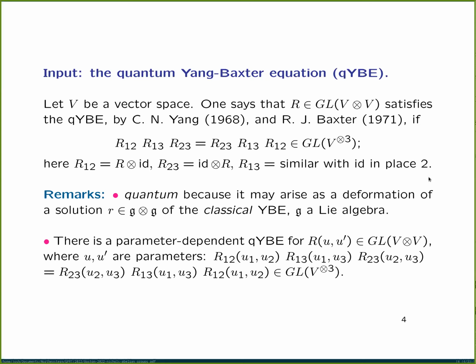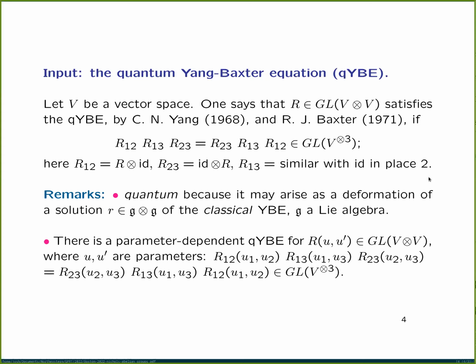And the equation is as follows: you have a vector space V, you have a linear invertible automorphism R of V tensor V, and the Yang-Baxter equation is this equality: R12 R13 R23 is equal to R23 R13 R12, as an equality in GL of V tensor 3, where R12 is R tensor identity, R23 is the identity tensor R, and R13 is the same, but with the identity in the second place.